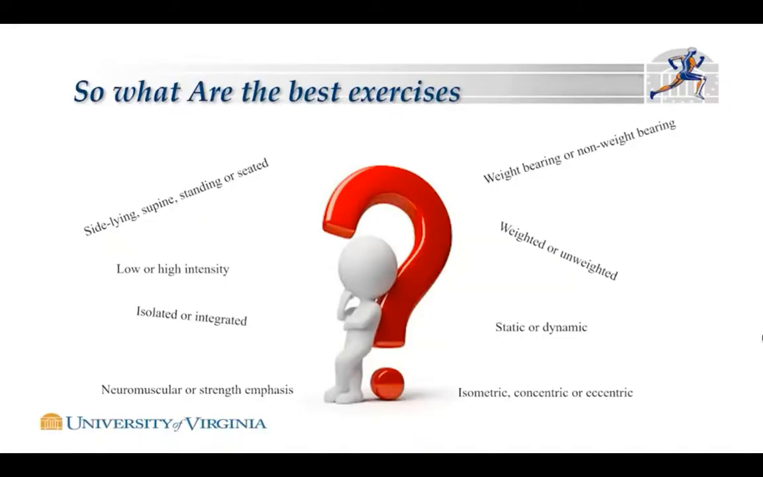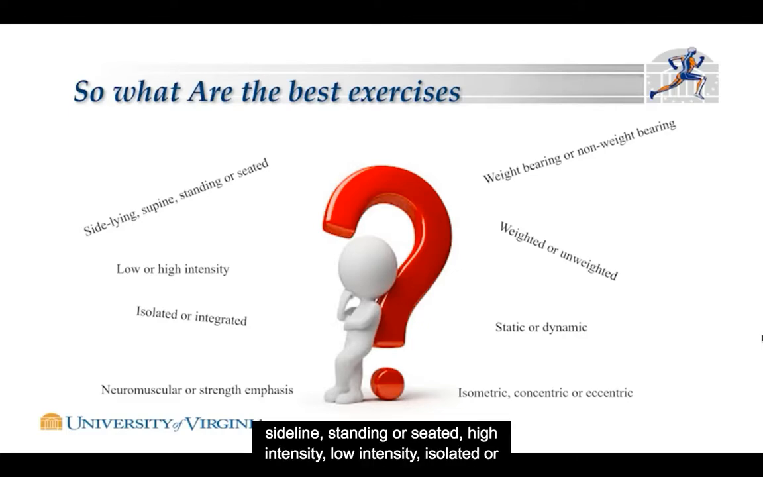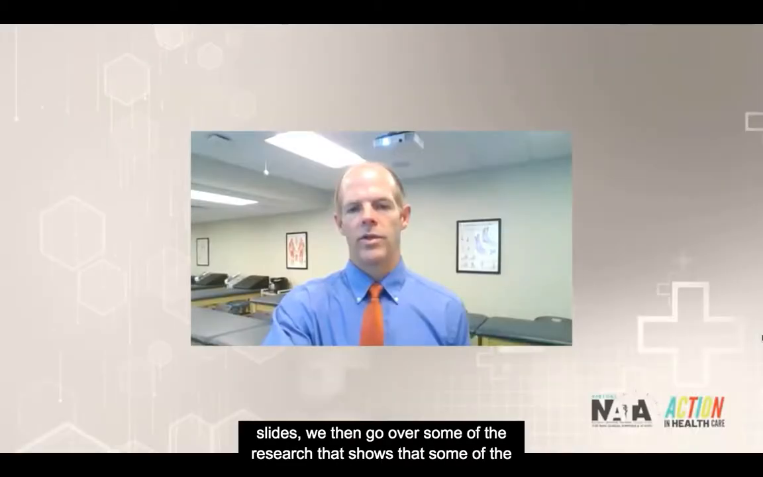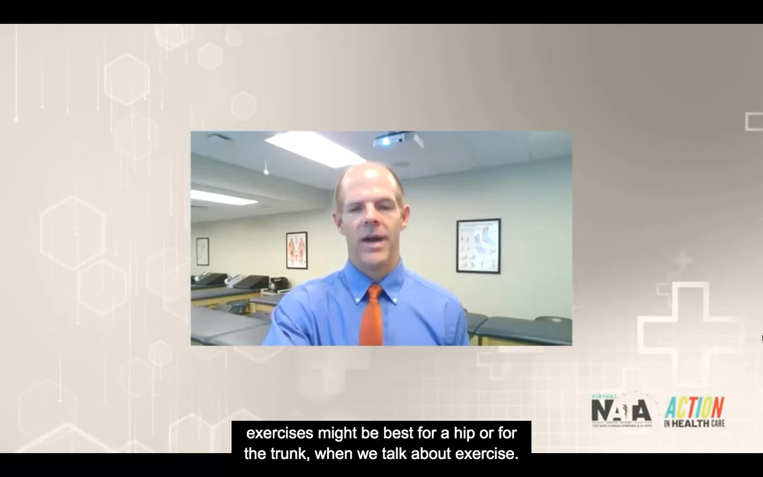So what are our best exercises? Should they be supine, sideline, standing, or seated? High intensity, low intensity, isolated, or integrated? We have neuromuscular or strength emphasis, weight bearing or non-weight bearing, weighted or unweighted, static or dynamic. So we can look at all these variables. In the next few slides, we're going to go over some of the research that shows which exercises might be best for the hip or for the trunk.